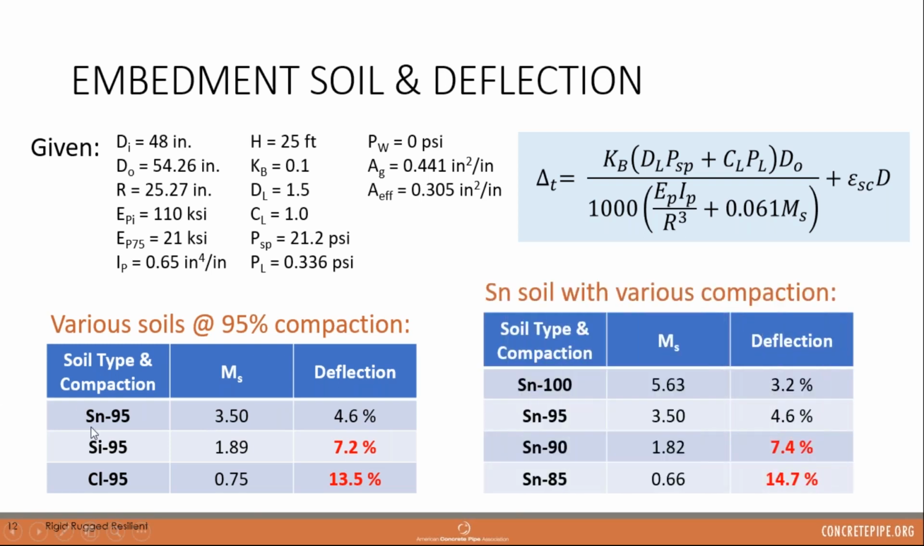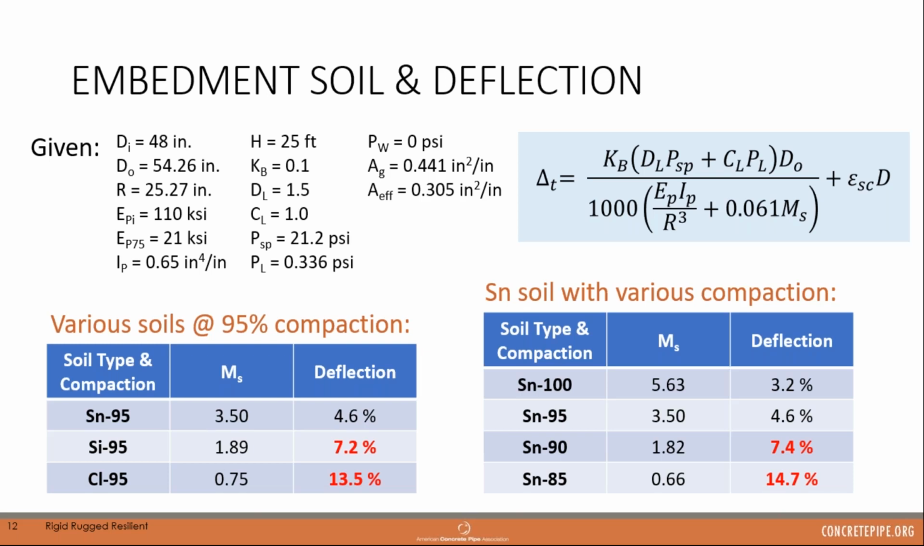Now, if we took just that sand and gravel type of installation and we varied just the compaction level for that soil type, what we find here is our deflection is going to vary between 3.2% and 14.7%. So now we're looking at a difference of nearly 5 times as much deflection for a lightly compacted installation versus a highly compacted installation.